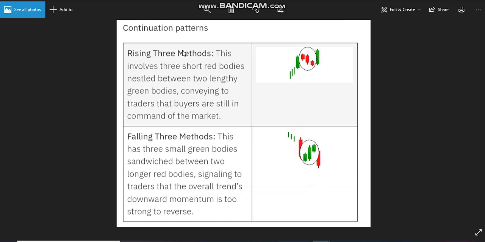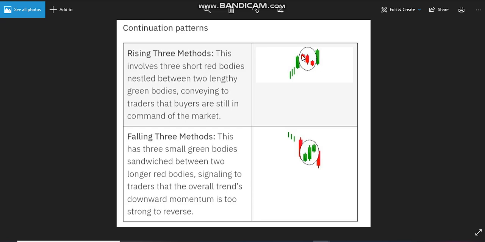In a continuation pattern we have the three rising methods. This is for a bullish market. When the market is trending up and you see the market reversing a little bit, which shows that the market is making a correction, how can you know where to get in to continue with the trend of the market, which is bullish?